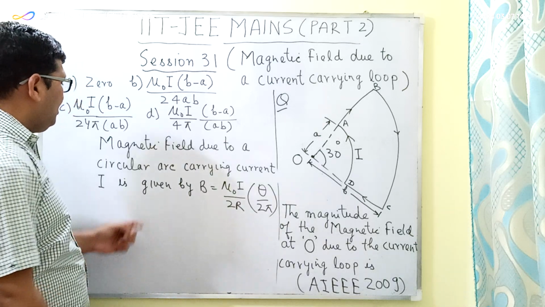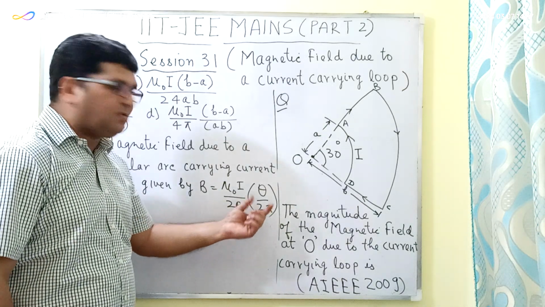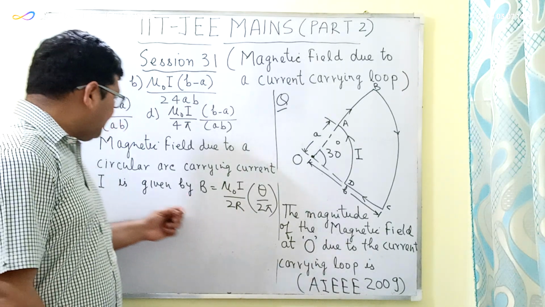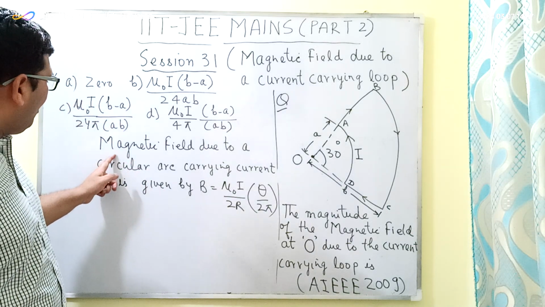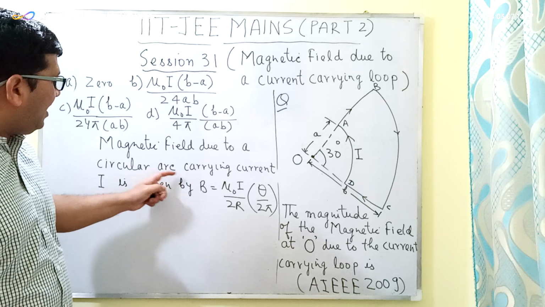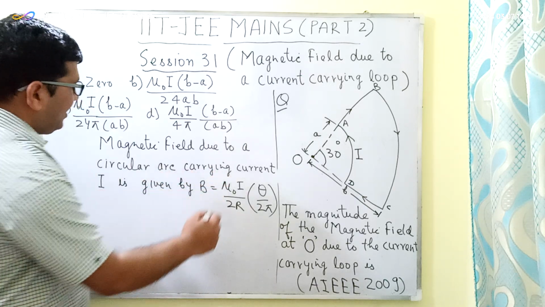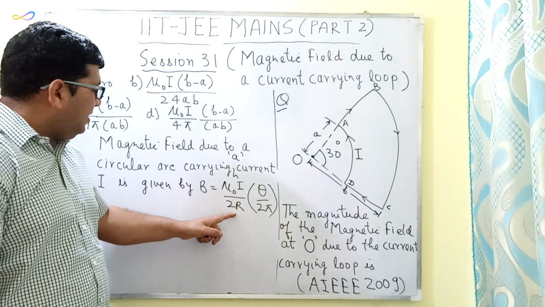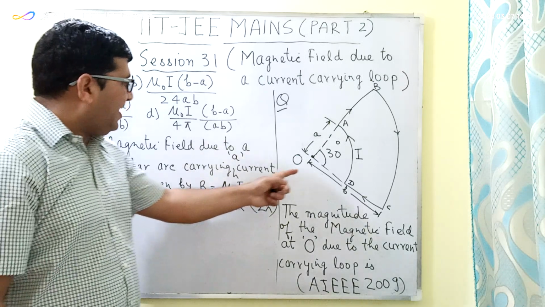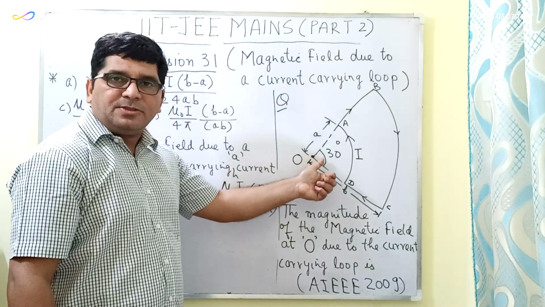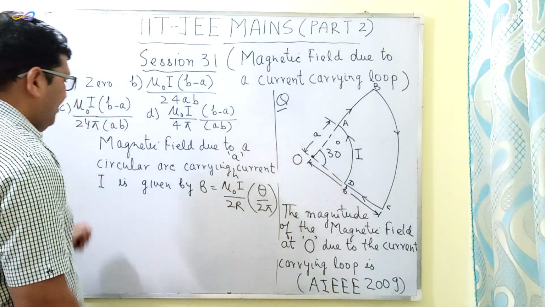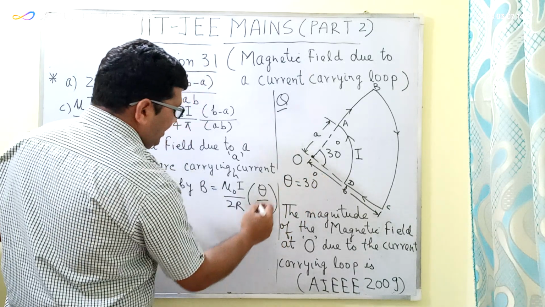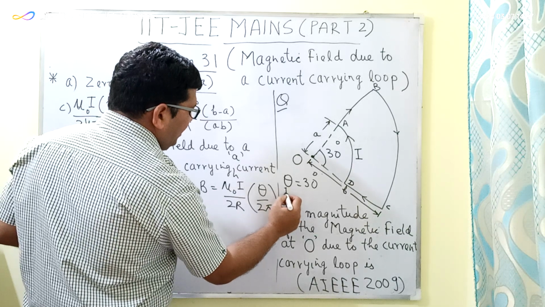Now this is a very easy question, and it is based on a very simple formula, and that formula I have already written here in order to save time. The formula for the magnetic field due to a circular arc carrying a current I is given by mu naught I upon 2r into theta upon 2 pi, where theta is the angle subtended at the center of the arc. In this case the value of theta is equal to 30 degree, and this theta has to be in radians.